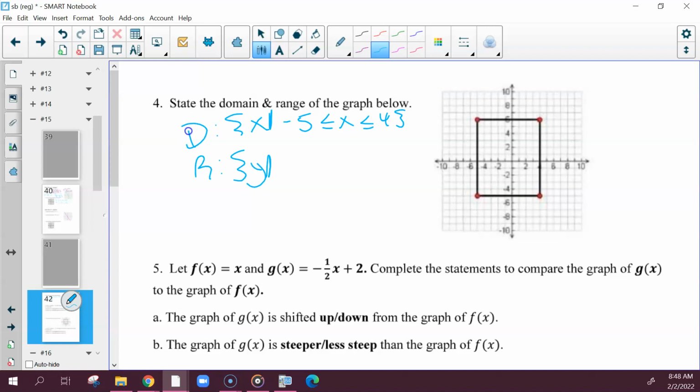What about our range? What would our range be? -5 is less than or equal to y, which is less than or equal to 6. So if they are connected, we can use this format. If they are not connected, we need to list out each number.